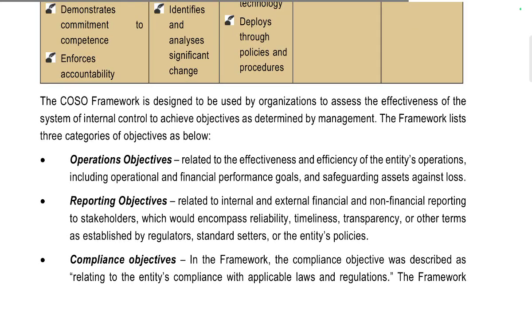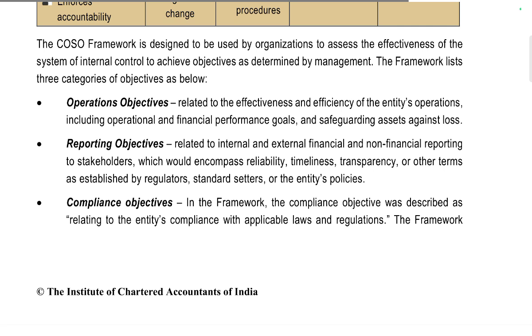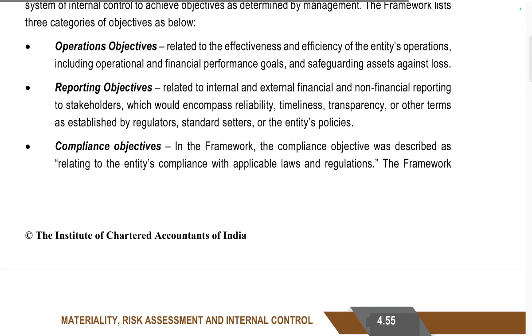The COSO framework is designed to be used by an organization to assess the effectiveness of its system of internal control to achieve its objectives, as determined by management. The framework itself has three categories of objectives: operations objective, reporting objective, and compliance objective. Operations objectives relate to the effectiveness and efficiency of the entity's operations, including operational and financial performance goals, and safeguarding of assets against losses. Reporting objectives relate to internal and external financial and non-financial reporting to stakeholders, which encompasses reliability, timeliness, transparency, and other terms as established by regulators, standard setters, and the entity's policies.